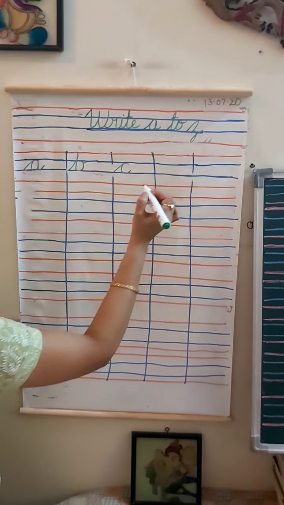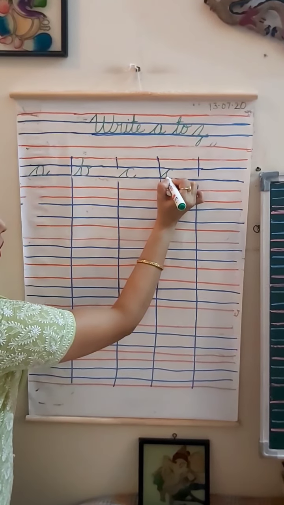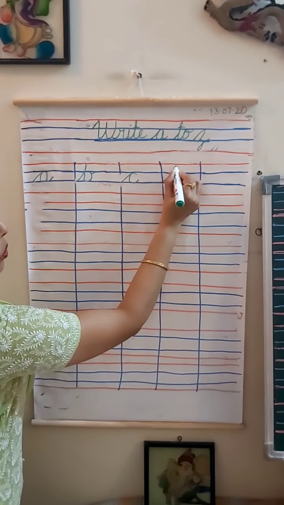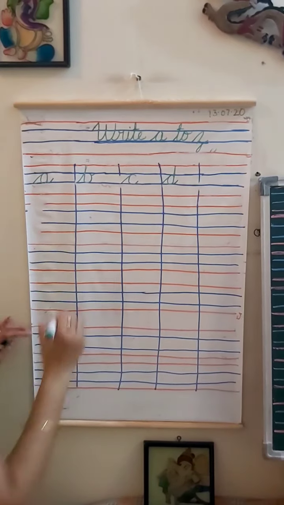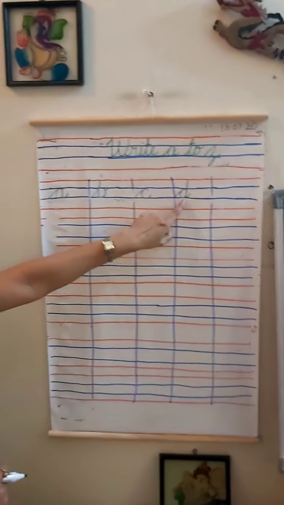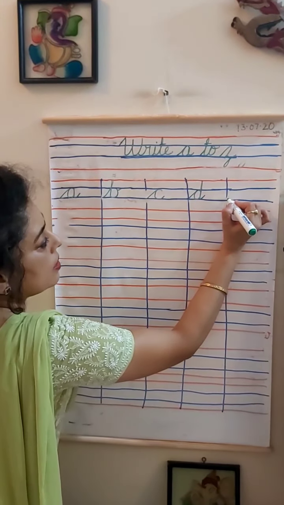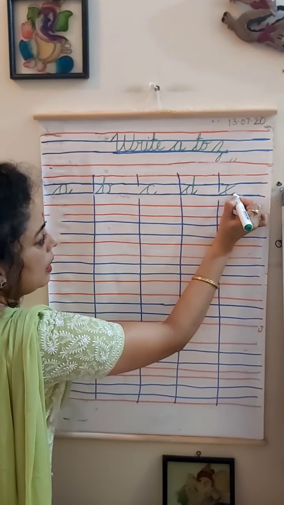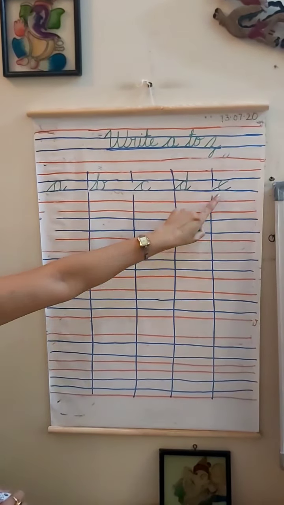After C comes D. Starting from the corner, just like the formation of A. But we are not going to stop on the blue line. We'll go to the red line, down and a tick. This is the formation of D. After D comes E. Slant line, turn like a C and a little up. So this is A, B, C, D, E.